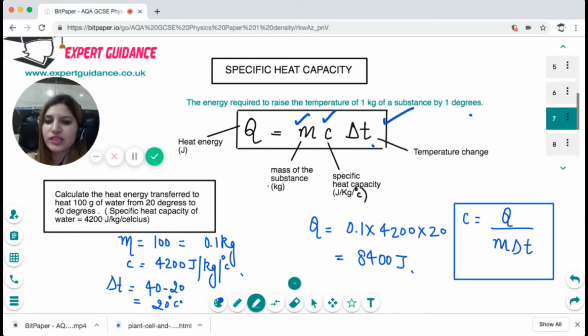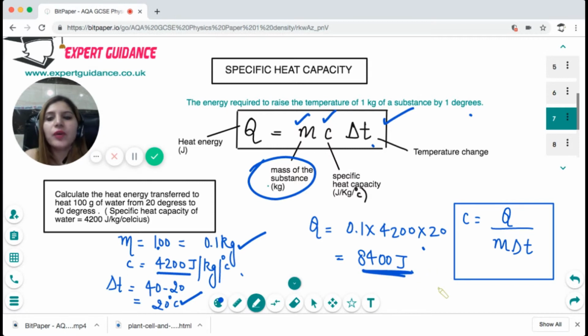40 minus 20, 20 degrees centigrade. What is the mass of water? 100 grams. Remember, it has to be in kilograms, so that becomes 0.1 kg. And the specific heat capacity of water is 4200 joules per kilogram per Celsius. So the heat energy is 0.1 times 4200 times 20. So that is 8400 joules of energy being transferred.